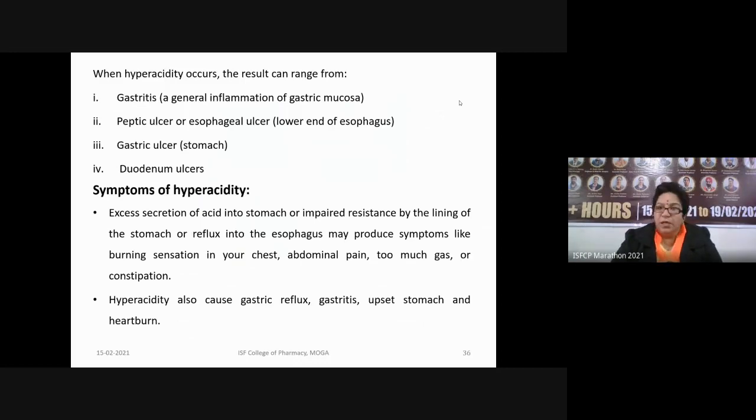I repeat the symptoms: excess secretion of acid into the stomach or impaired resistance by the lining of the stomach or reflux into the esophagus may produce symptoms like burning sensation in the chest, abdominal pain, too much gas, or constipation. Number two, hyperacidity also causes gastric reflux. कहते हैं खट्टे डकारे आ रही है, इसको बोलते हैं गैस्ट्रिक रिफ्लक्स होना. गैस्ट्राइटिस, इन्फ्लामेशन. अपसेट स्टमक, पेट में गड़बड़ हो रही है, कुछ खाना नहीं है, पीना नहीं, मुझे खाना नहीं खाना. Sometimes we try to avoid taking food because of this. Our body tells us that something is wrong inside. And heartburn.